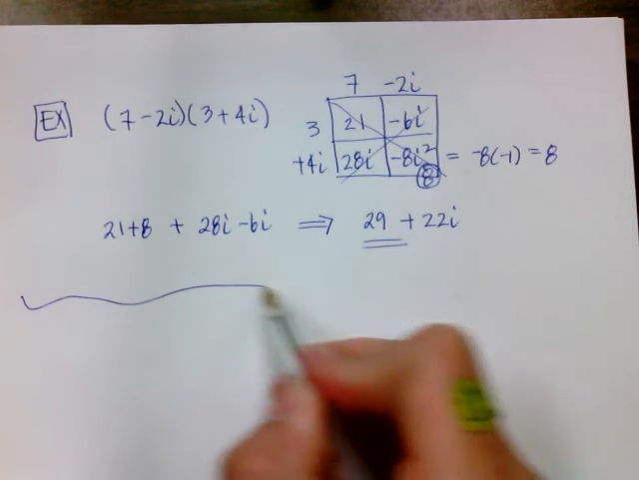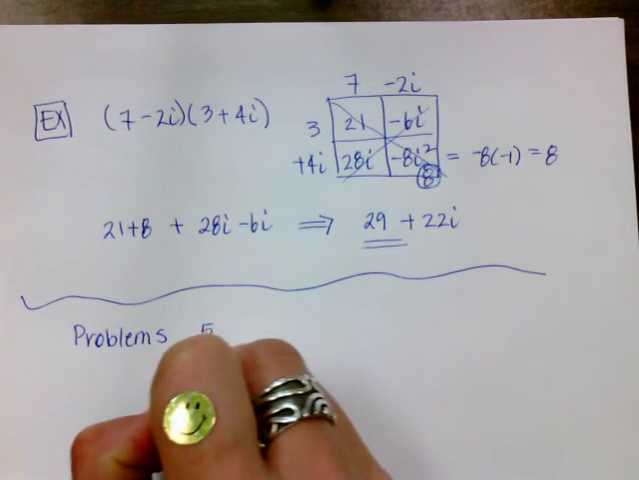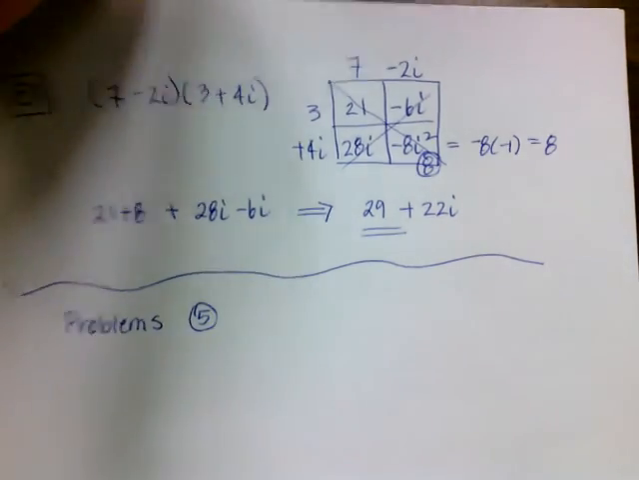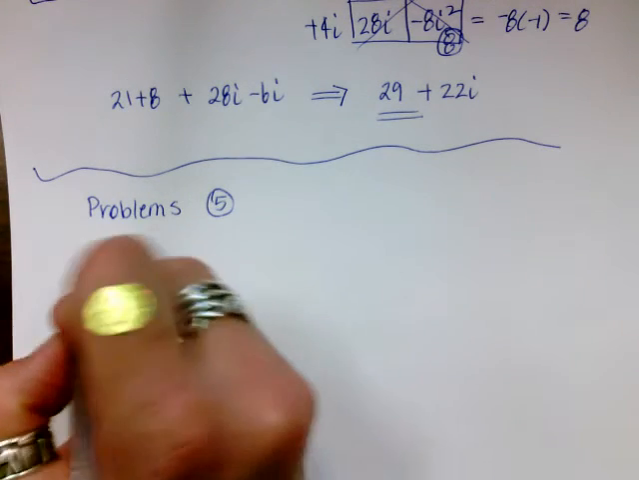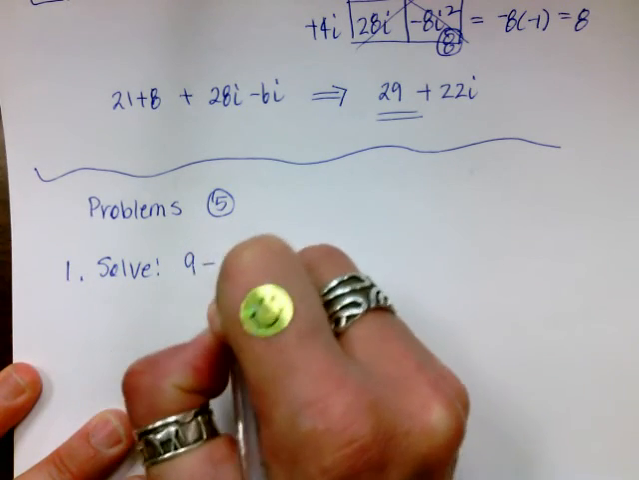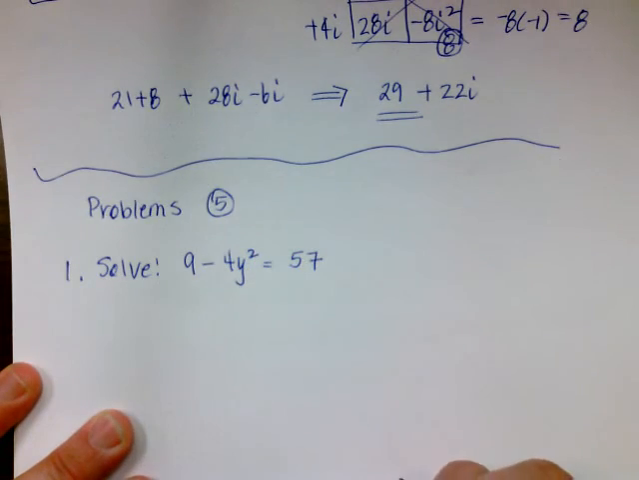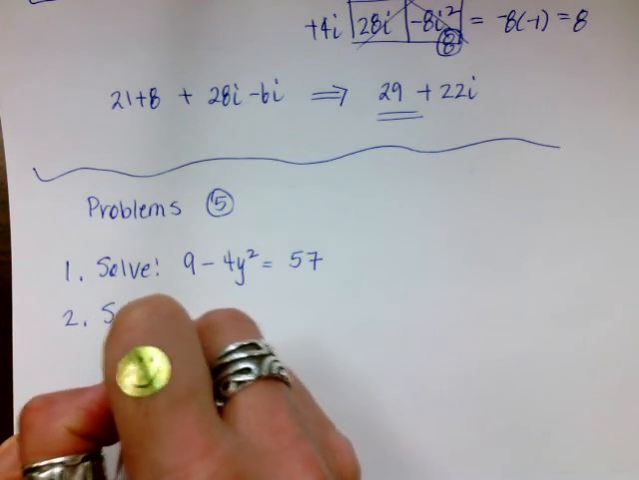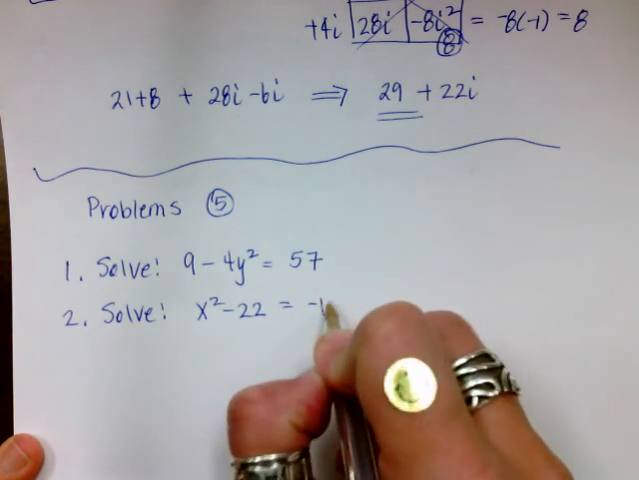All right, so now your video is over, and I'm going to give you your problems. You actually have 5 to do today because a couple of them are super fast, and so I want you to have a little bit more practice. Your first one is going to say solve, and they're going to ask you to solve 9 minus 4y squared is equal to 57. Your second problem is also going to ask you to solve, so we can get some work in on solving those quadratics with our complex numbers, a negative 112.